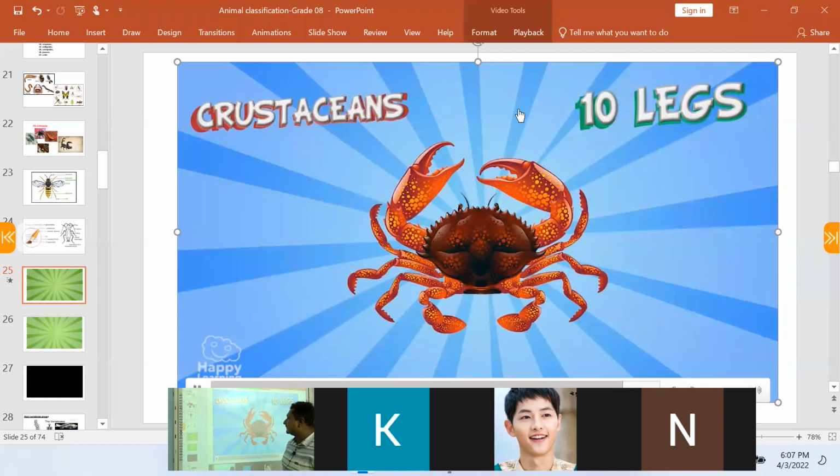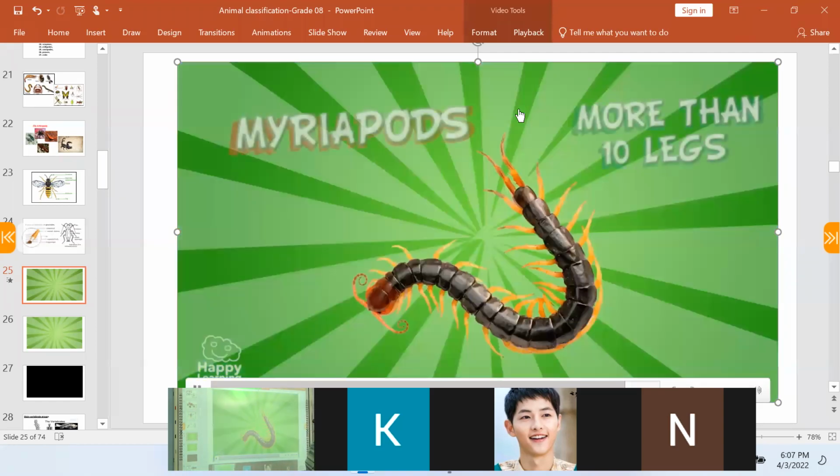And myriapods are those who have more legs. Myriapods means centipedes, millipedes. They have more than 10 legs and have elongated bodies. Elongated body means a long-shaped body.